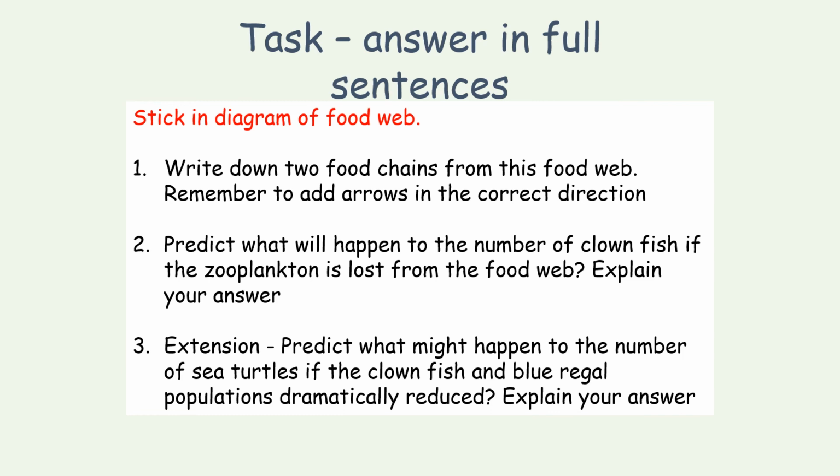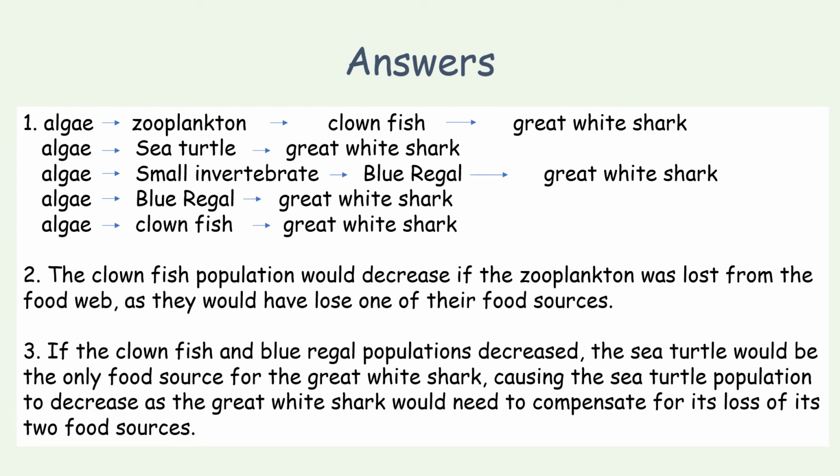So the answers are, you could have picked any two food chains from algae going to zooplankton to clownfish to great white shark, algae going to sea turtle to great white shark, or algae going to small invertebrates to blue regal to great white shark, or algae going to blue regal to great white shark, or algae going to clownfish to great white shark.